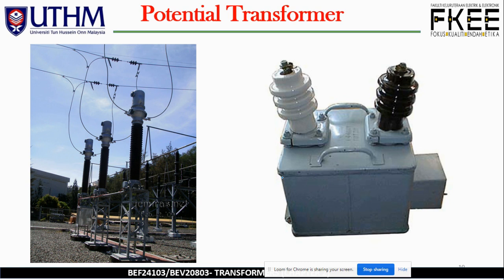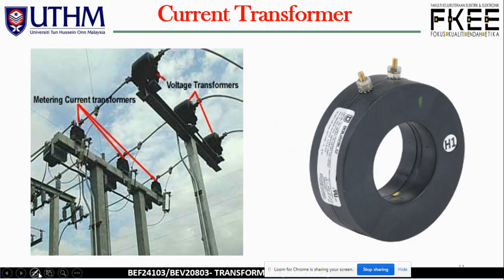Some real examples we can see outside: the potential transformer over here on the transmission line, for example, and here the current transformer, you can see from the shape. Over here, this is actually the terminal. So we have the metering current transformer up here as well as the voltage transformer. But the current transformer is also used to measure the level of current.